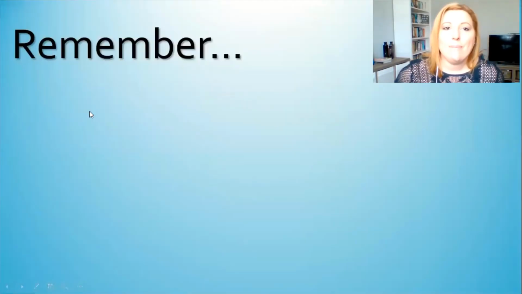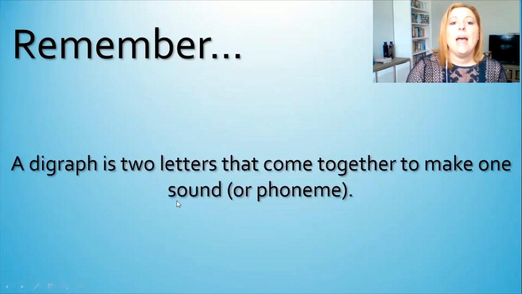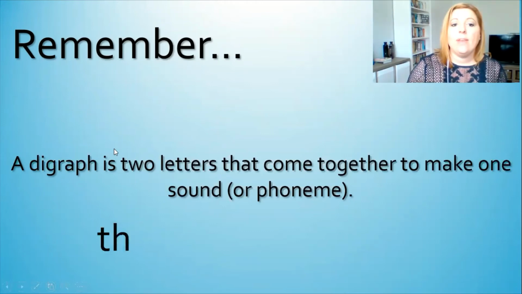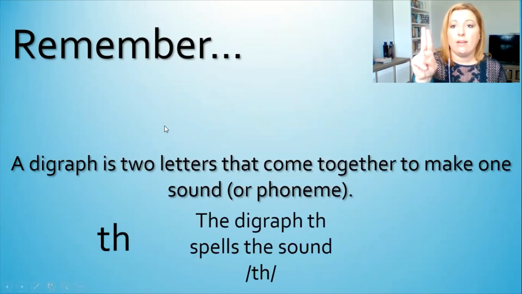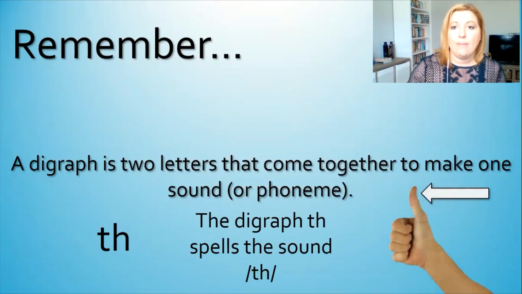Okay, welcome back. All right, so you have your letters cut out and we're ready to go. So remember, a digraph is 2 letters that come together to make one sound, okay? And we are working with the digraph TH. So when the letters T and H come together to make one sound, that digraph spells the sound just like the first sound in the word thumb, okay?